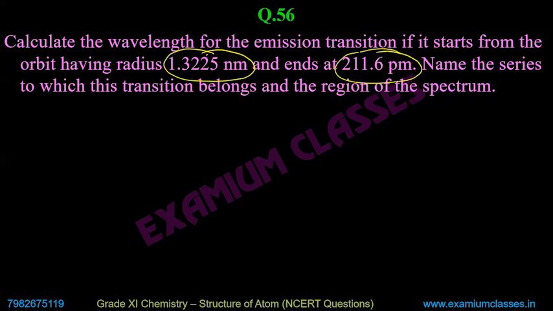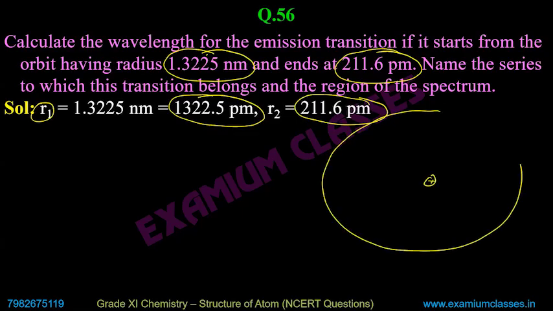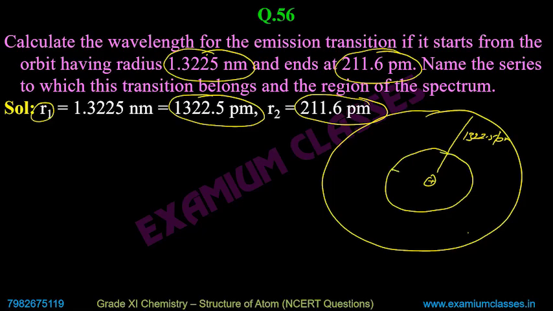So first convert these two to the same units. One is in nanometer, the other one is in picometer. So first you will convert both into picometer. So radius 1, this much picometer, radius 2, this much picometer. It means there is transition from some radius 1322.5 picometer to some other radius which is 211.6 picometer. The transition is from here to here. This is the transition, r1 to r2.